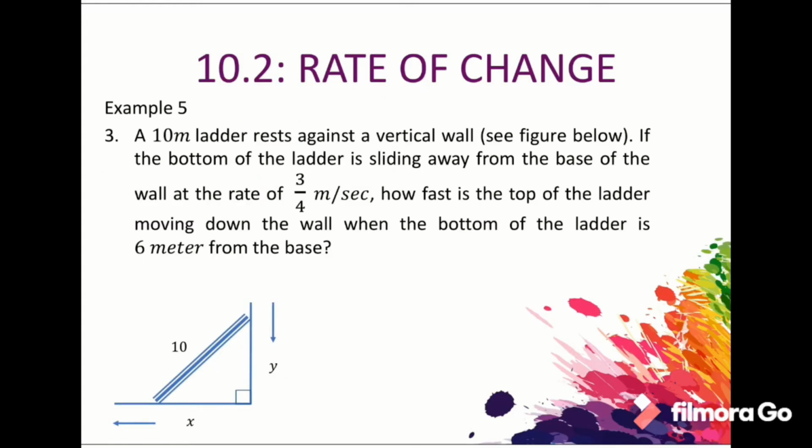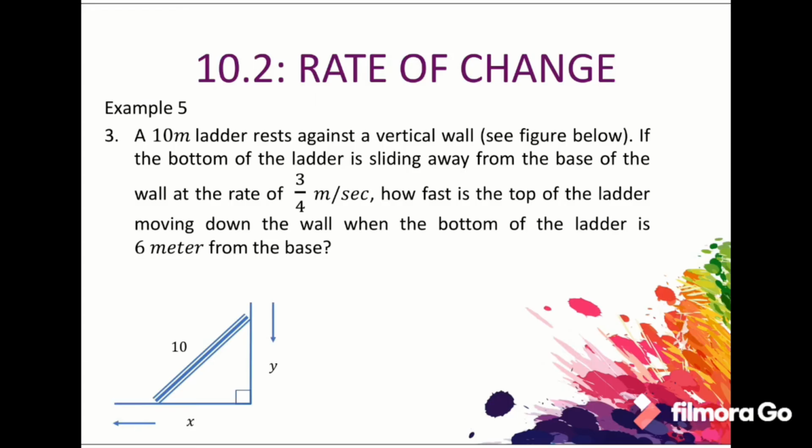Now let's try example 5, question number 3. A 10-meter ladder rests against a vertical wall. If the bottom of the ladder is sliding away from the base of the wall at the rate of 3 over 4 meter per second, how fast is the top of the ladder moving down the wall when the bottom of the ladder is 6 meter from the base?